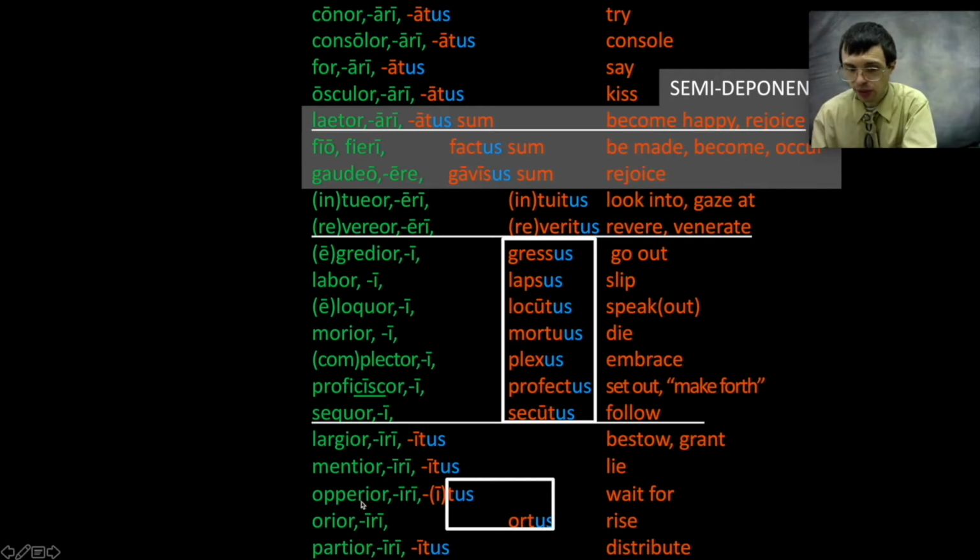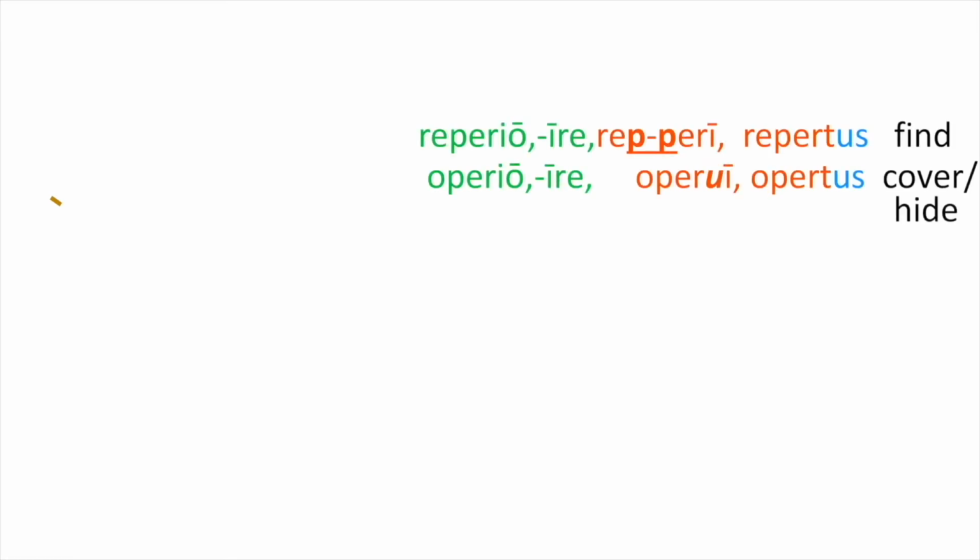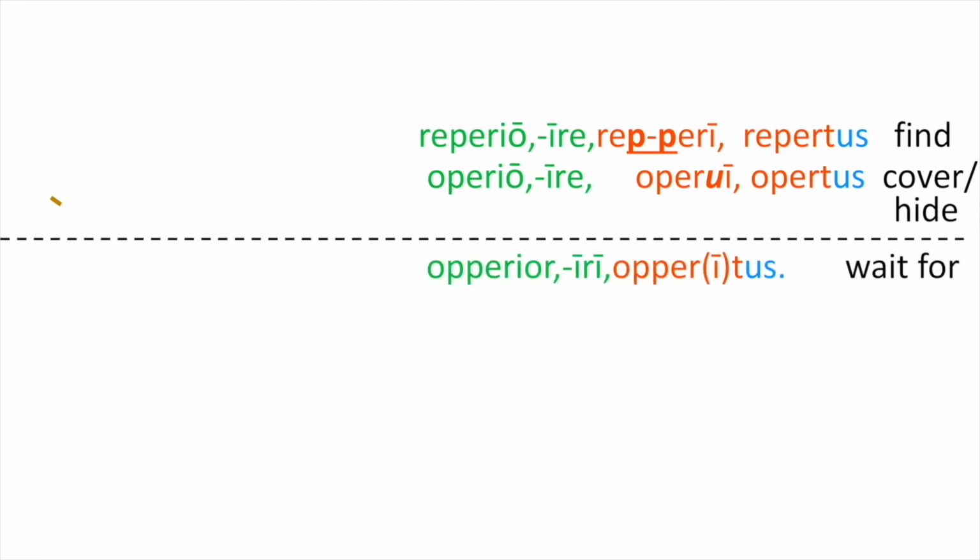And you would think it would be operitus, and sometimes it is, but sometimes again the I gets swallowed and it just becomes opertus. That's kind of like the verb you had repertus, having been found. They both have a double P, opertus and repertus. So opertus, having waited for. Okay, so try to keep these words straight because it's easy to confuse them. Reperio and operio have to do with discovery. However, this deponent here, aperior, has to do with waiting for.